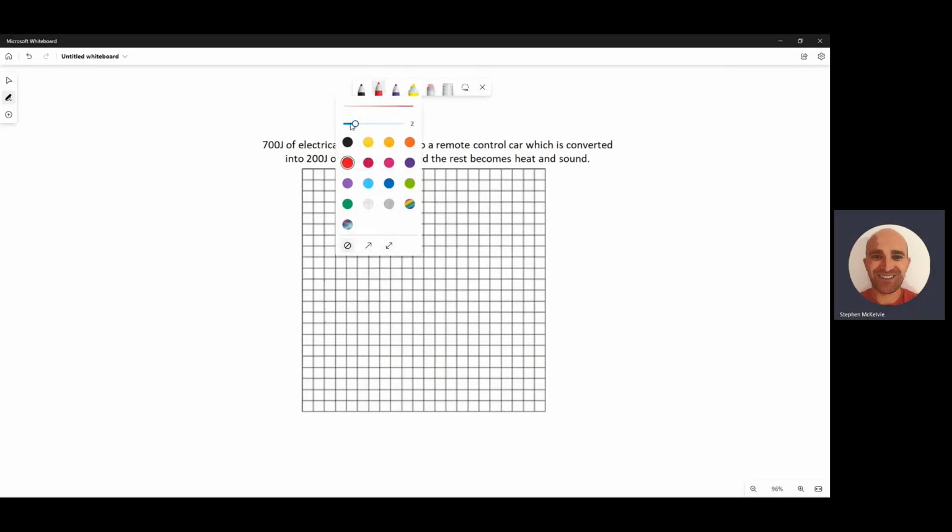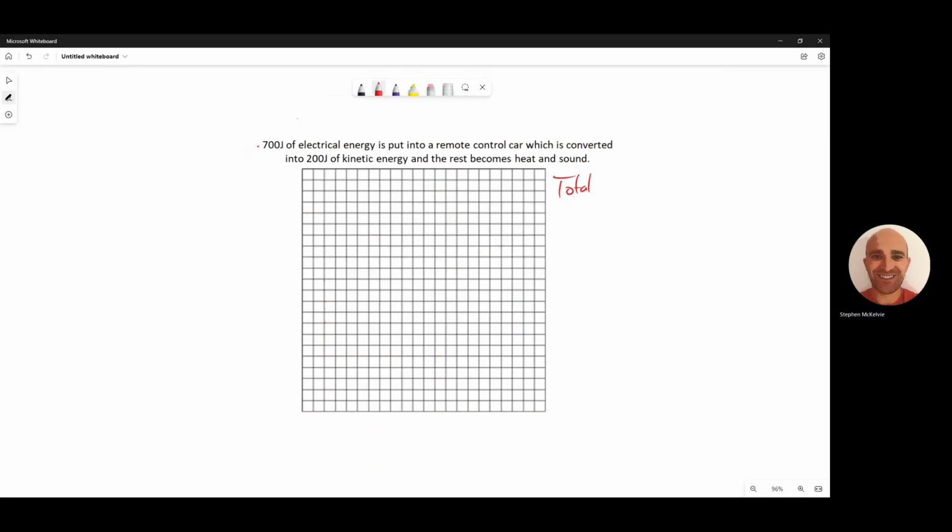700 joules of electrical energy is put into a remote control car, which is converted into 200 joules of kinetic energy, and the rest becomes heat and sound. Well, the first thing I'm going to do, because I'm a good scientist, is write down the total energy, and you're going to copy along with me. This is a model that we're doing together. So everything I write on the board here, you write along with me. I'm going to write down that the total is equal to 700 joules. If at any point you need to pause, just ask cover teacher to pause.